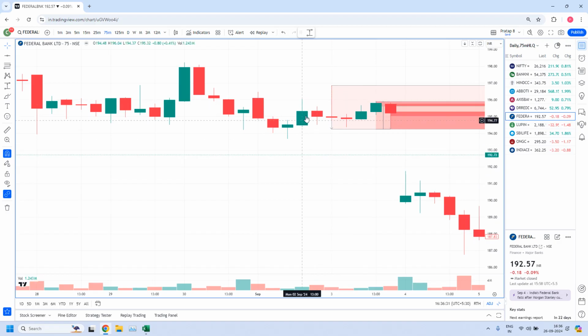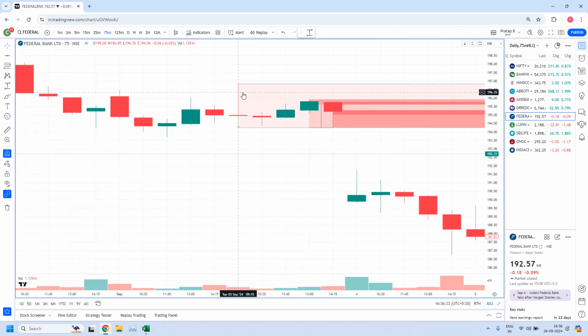So this is the rally candle 1, 2, 3. Sorry, this is the drop candle. I'm sorry. This is the drop candle, ERC candle. Let me show you. Now you are seeing the candle, right? This is the candle. So this is the drop candle. We have 1, 2, 3, 4 base candles and a drop candle.